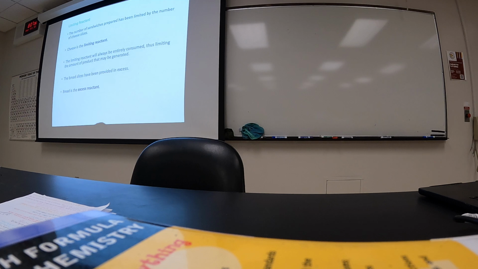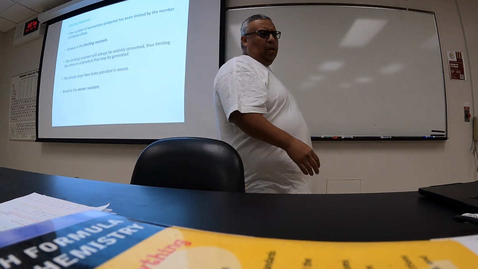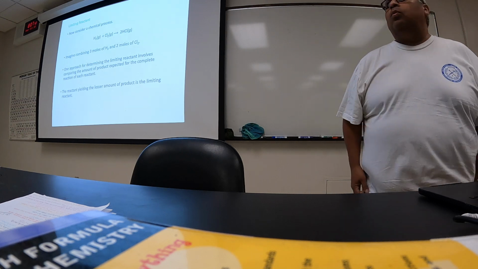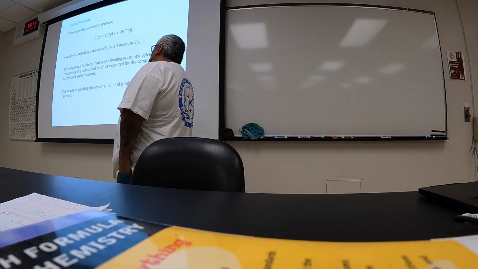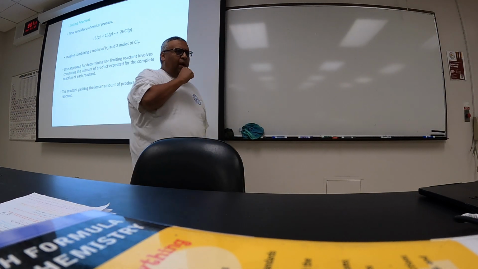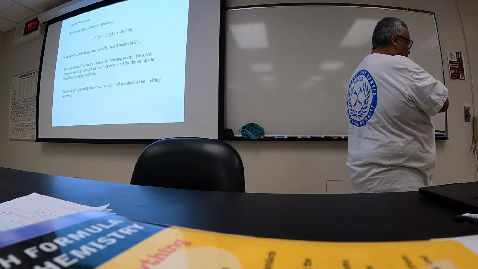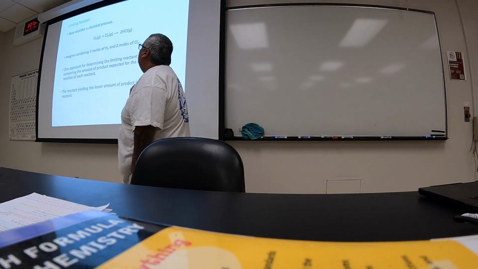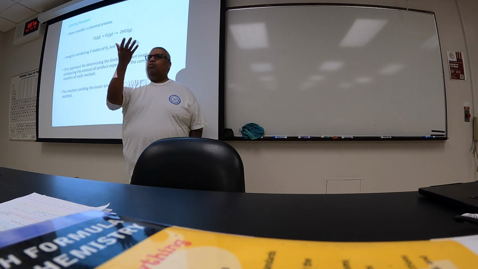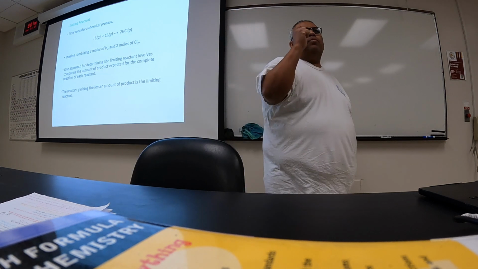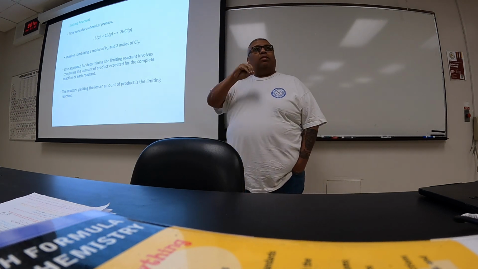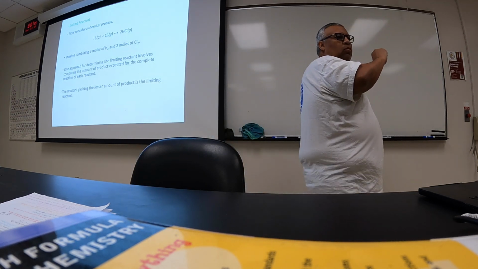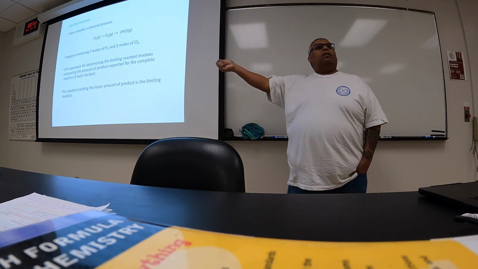Alright, so we introduced the topic of limiting and excess reactants. We're now going to take a look at that and consider a chemical reaction when we're considering limiting reactants. In order to determine limiting reactants, we need to consider the moles of each reactant and the moles of the product, right? If I use X amount of moles of hydrogen, how much product is that going to make me?